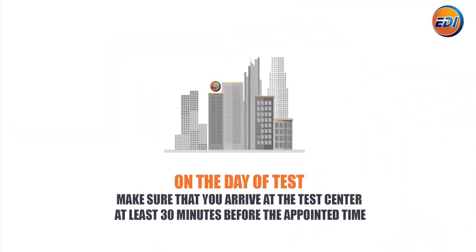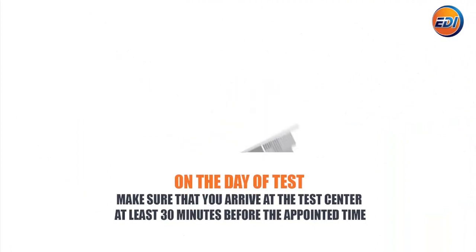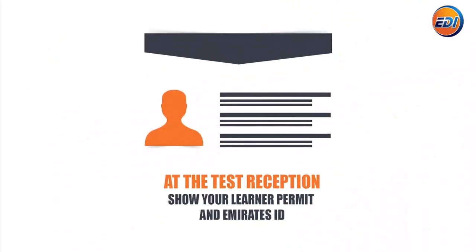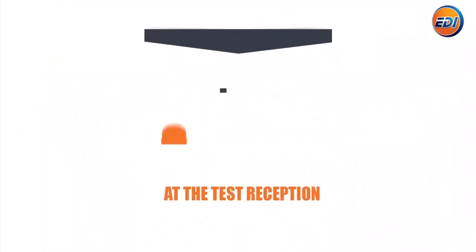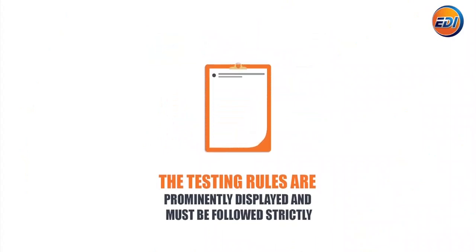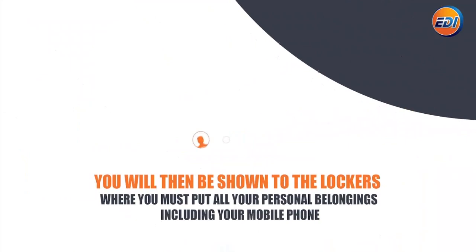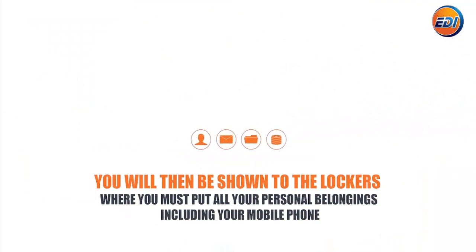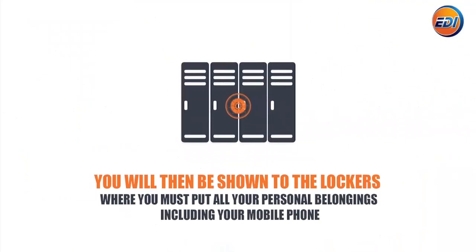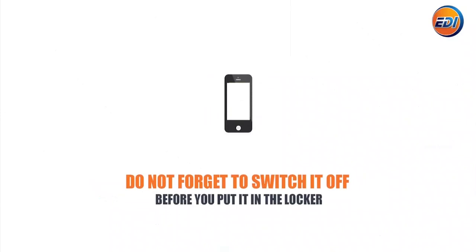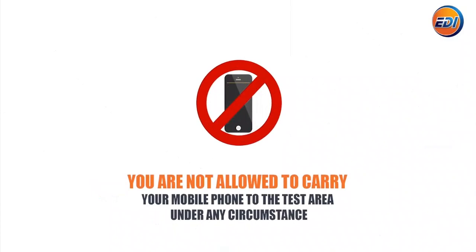On the day of test, make sure that you arrive at the test center at least 30 minutes before the appointed time. At the test reception, show your learner permit and Emirates ID. The testing rules are prominently displayed and must be followed strictly. You will then be shown to the lockers, where you must put all your personal belongings, including your mobile phone. Do not forget to switch it off before you put it in the locker. You are not allowed to carry your mobile phone to the test area under any circumstances.